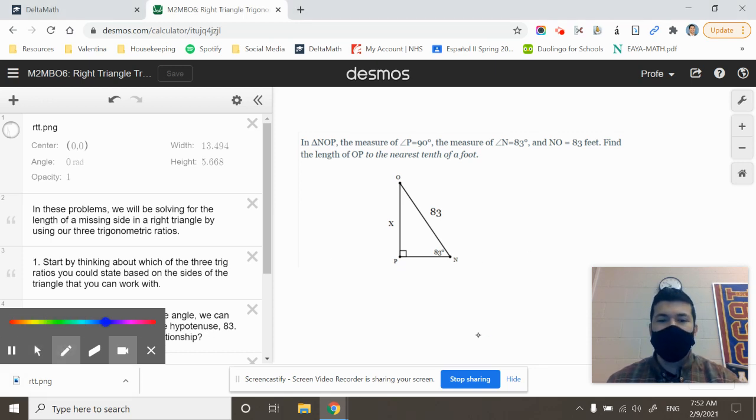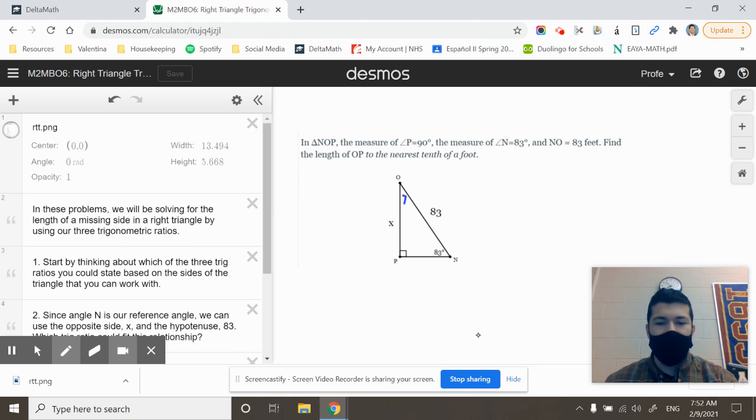Well, here we go. Let's say you have this right triangle, NOP, with an acute angle of 83 degrees. Of course, it's a right triangle, and you could actually calculate the other angle if you wanted to. It looks like that would have to be 7 degrees.